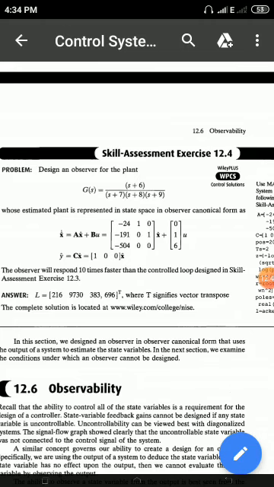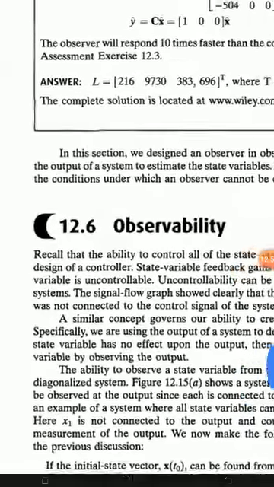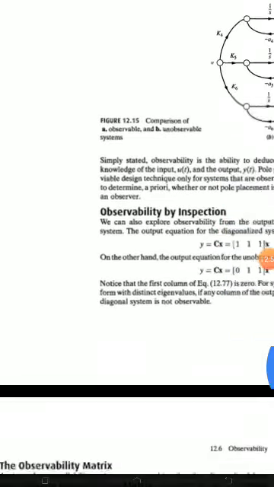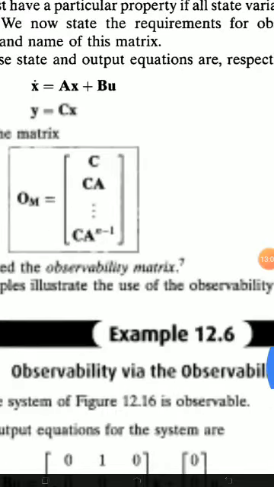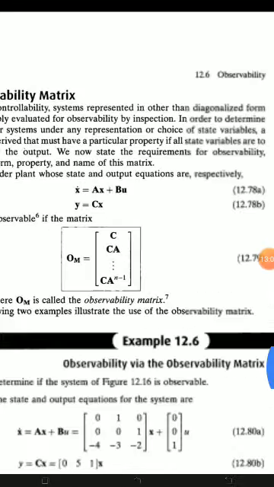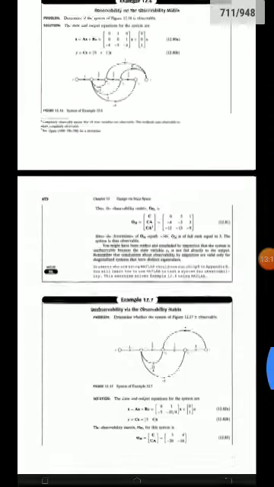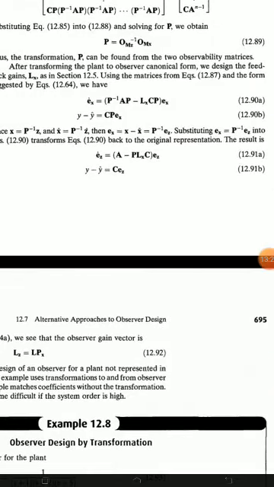In the next lecture, on observability, we already saw how to check whether the plant is observable or not by the matrix C, CA, up to CA raised to n minus 1. Now in the next lecture we will design the observer by a second method, which is observer design by the matching coefficient method. That is an alternative approach to observer design. So we'll see in the next lecture. Thank you.